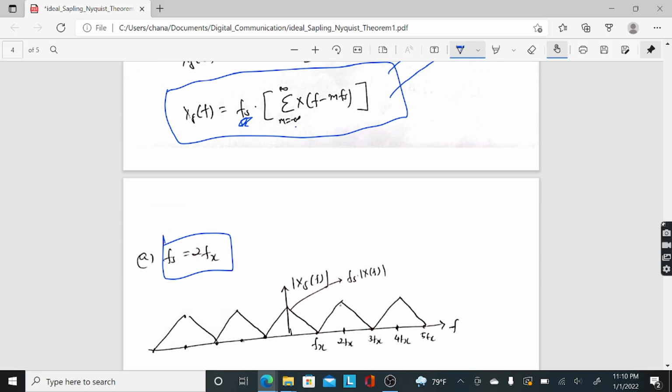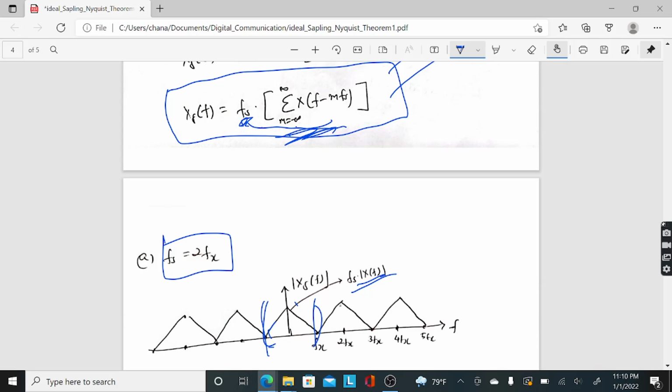So if you see here, fs is a constant, so when my m equal to 0, this would become fs into x of f. So for m equal to 0, this will simplify to fs into x of f. I know this part of the chart represents my x of f, so it will be just linearly multiplied by x of f. So it's like a triangle, same plot as x of f with a linear multiplication of fs. So this part of the chart shows my plot when m equal to 0.